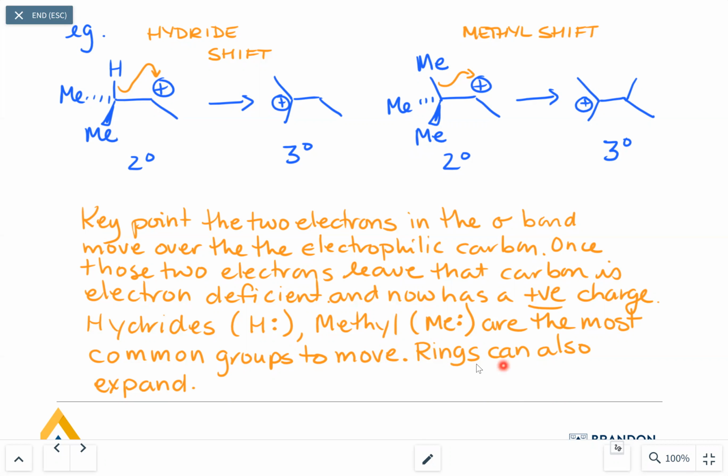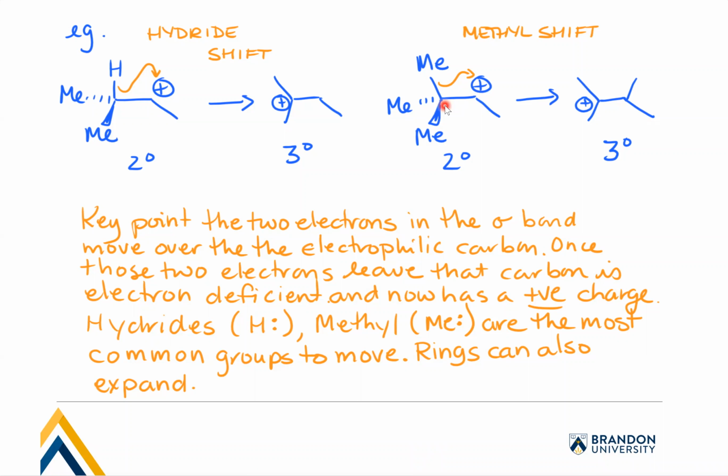They've also done some neat stuff, and this is how they help prove that this was actually taking place, is that certain ring structures can expand. I'll give an example of that sometime in the future. But so methyl, these two electrons hop over here. Now this carbon's electron poor.